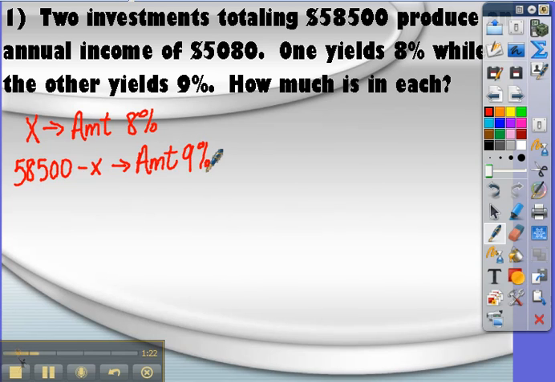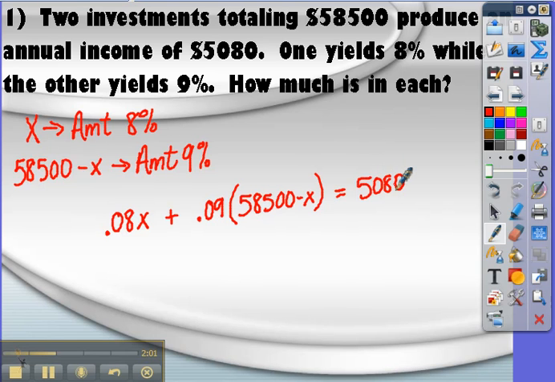To find the amount of interest that you make, you're just going to take your percent times the amount that you put in. So the amount of money that I actually made at 8% is 0.08 times X. That's how much money I made. Now I know that I have a total of $5,080 that I made, but that's with both accounts. So I'm going to add the two accounts together. And so the next one will be 0.09 times how much money I put in there, which was $58,500 minus X. And together, that should total that $5,080 that I have.